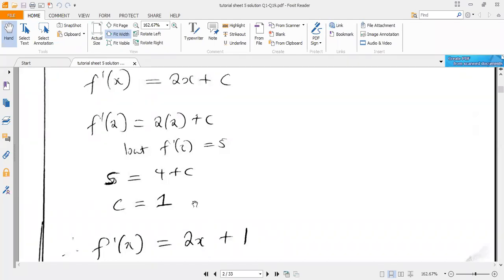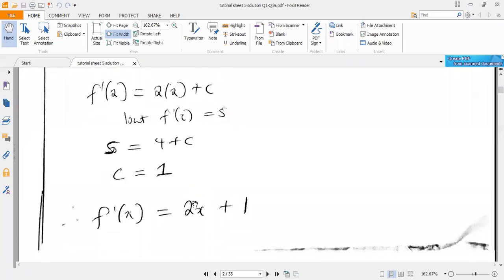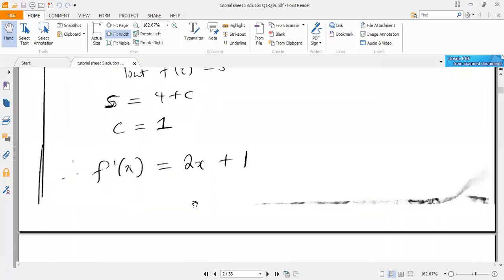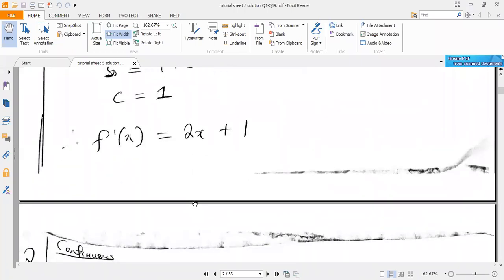So our first constant, you can call it C1 so that you don't get confused. So our C1 is equal to 1. Or you can call it C A or C Roman numeral 1, whatsoever, just to differentiate it. Or C star or C naught. So f prime of x is equal to 2x plus 1. So we now have f prime of x being equal to 2x plus 1.